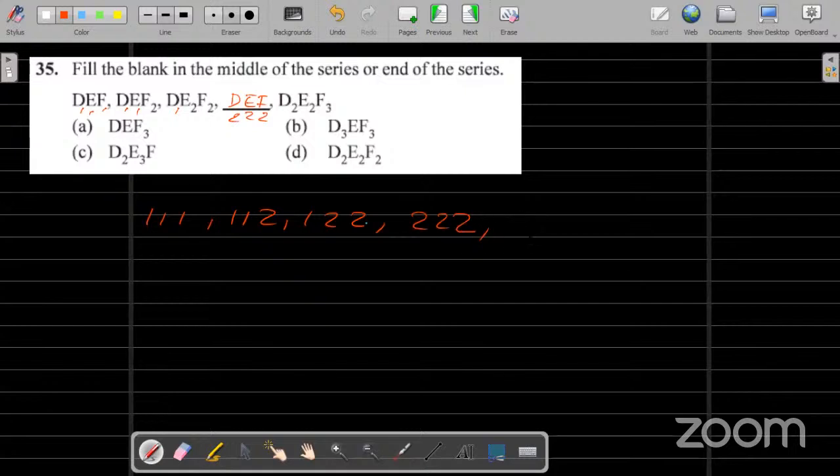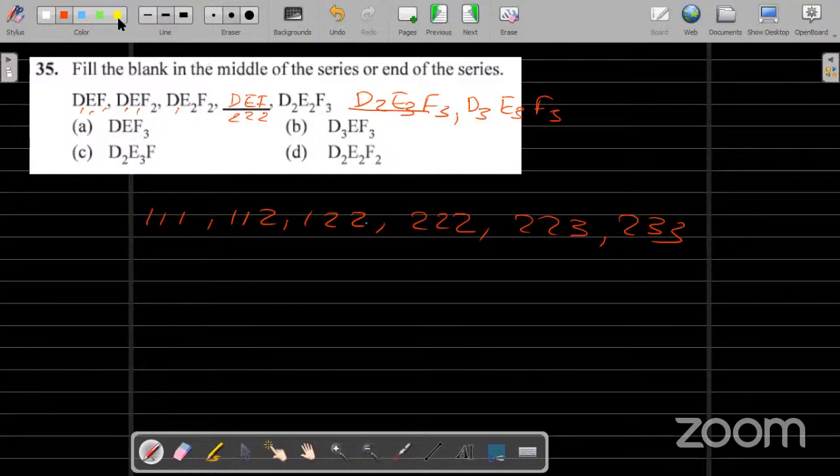Then again the rightmost number, 223. Then the next number, if one more number is there, it should be 233. So the next, this time will be D2, E3, F3. Then the next will be D3, E3, F3, like that. It goes on like that.